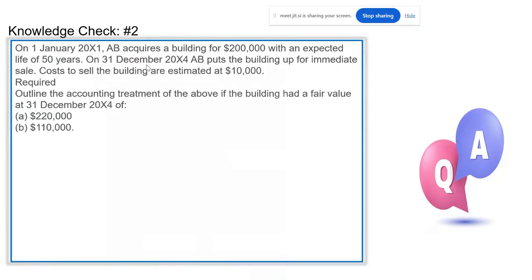Yes, sir. Let's look at Check Knowledge 2. Who wants to read for us? Let me read, sir. Check Knowledge 2 says: on the 1st of January 2021. Before you continue, just a minute.